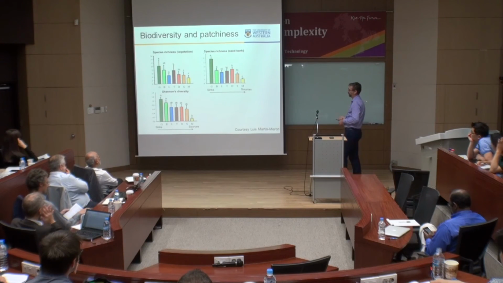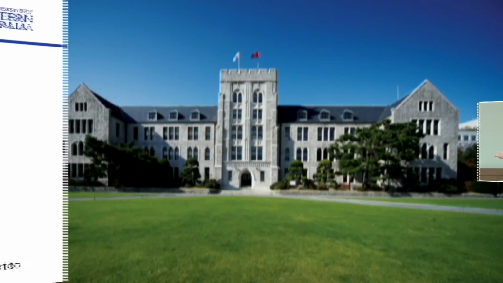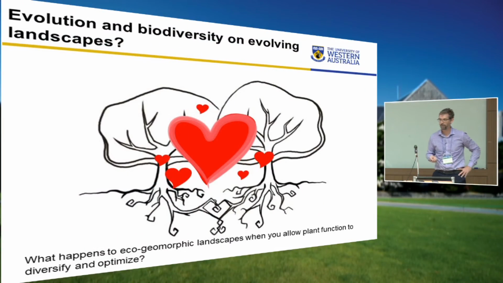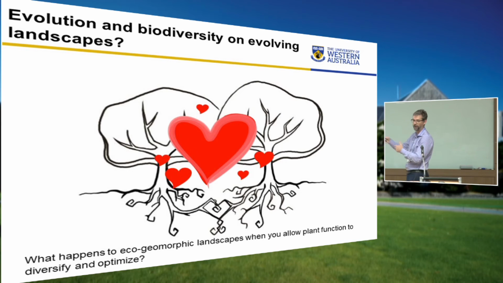So one of the things we could do is to see what happens when we allow this to happen. When we allow mating and breeding and the co-evolution, the Darwinian evolution of plants within an evolving landscape, within a Newtonian evolving landscape.